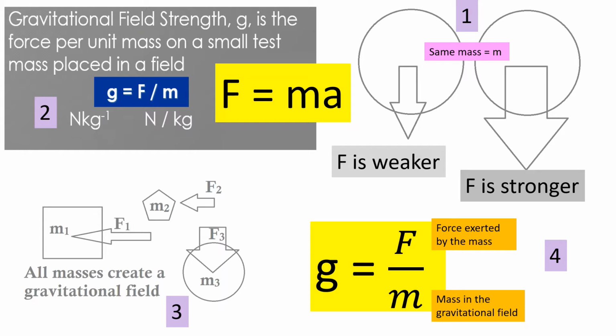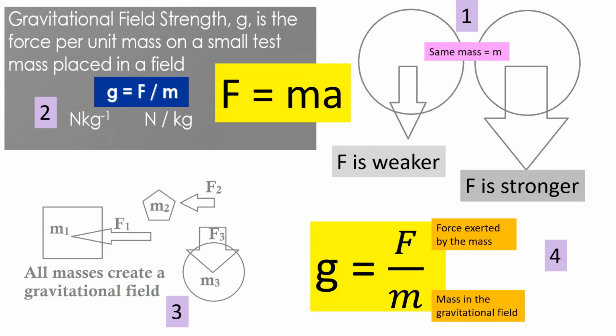If we look at part number 2, let's define gravitational field strength. Gravitational field strength, g, is the force per unit mass on a small test mass placed in a field. So the equation for gravitational field strength is g equals F divided by m, where F is measured in newtons and mass is measured in kilograms. So the unit for g is newtons per kilogram.